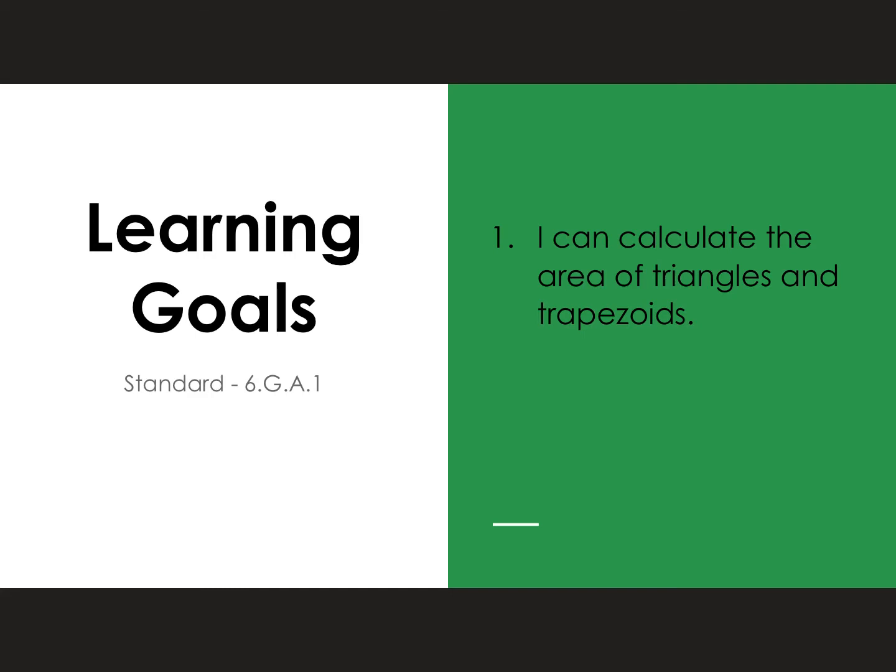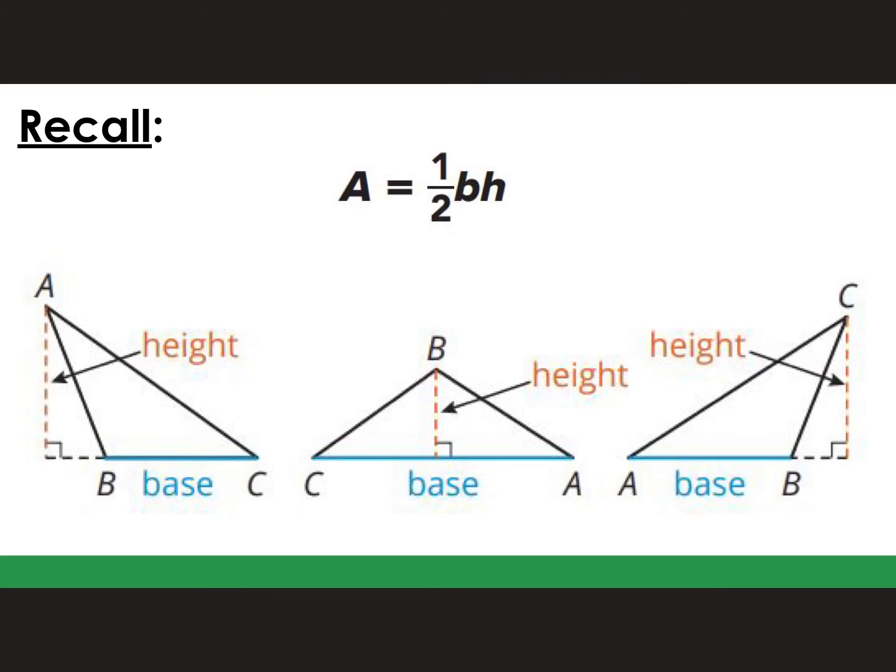Okay, this video is going to be about calculating the area of triangles and trapezoids. So this is standard 6GA1 still, all about area. If you can recall the formula that we talked about yesterday, A equals 1/2 base times height, that was for a triangle. And we use that to find the area of a right triangle.